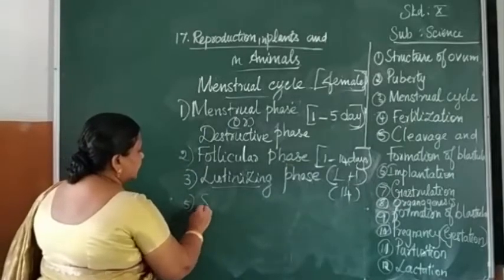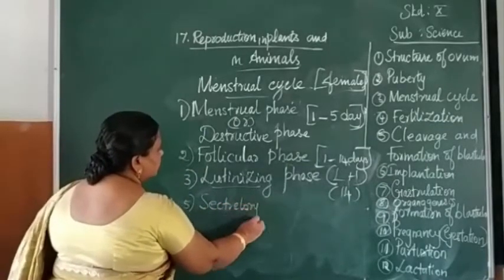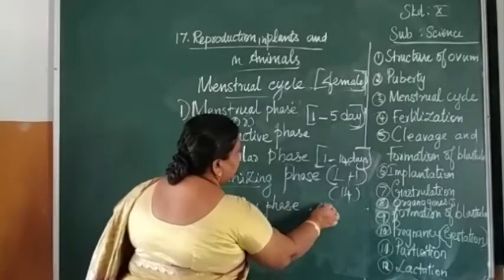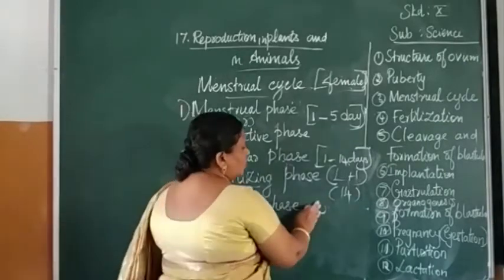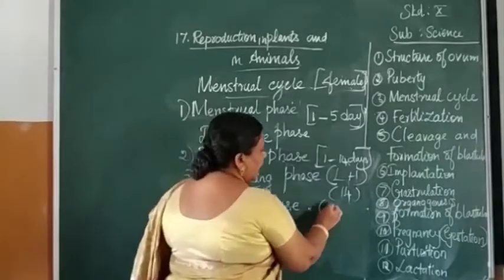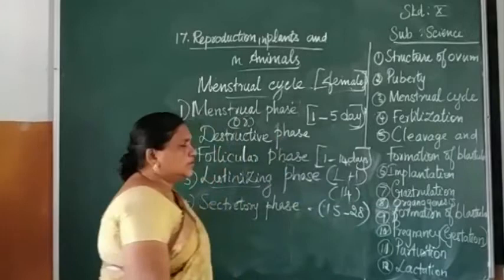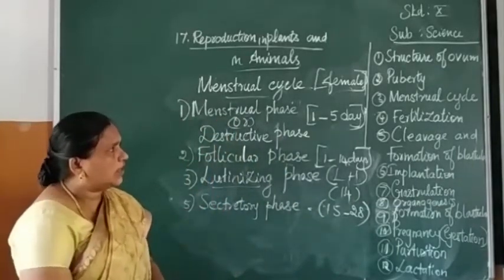Next, the last one is the secretory phase. Here estrogen and progesterone hormones will be secreted more, and the cervical fluid is also secreted more, from the 15th to the 28th day. So totally there are 4 phases in the menstrual cycle.